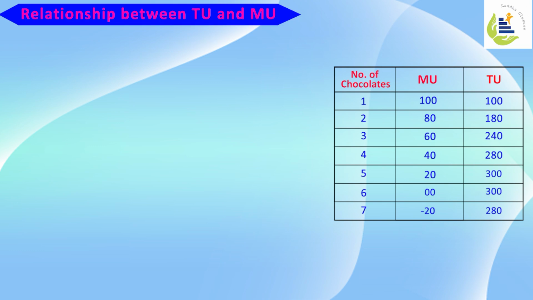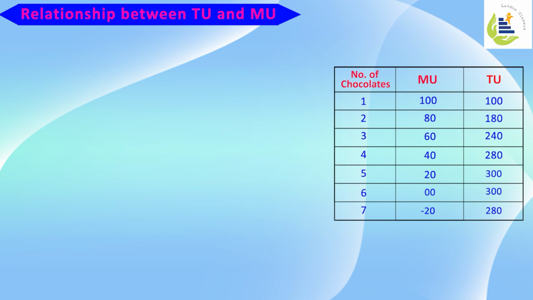And on the sixth chocolate, what do you understand? That there was no added benefit. So the utility was 0. The graph was touching the x-axis. And total utility remains the same, 300 units. On the seventh chocolate, actually it was not satisfaction, but dissatisfaction. And the utility derived from that specific point was negative. It went below the x-axis. Look at this point. And my total utility now started dipping.